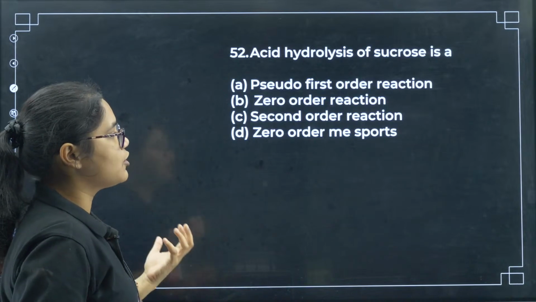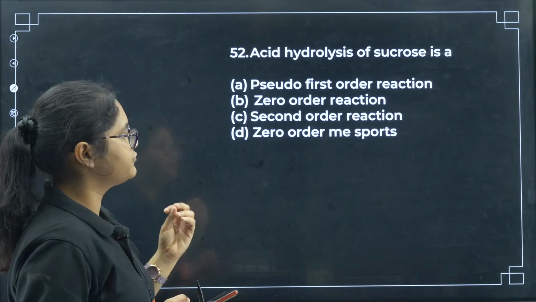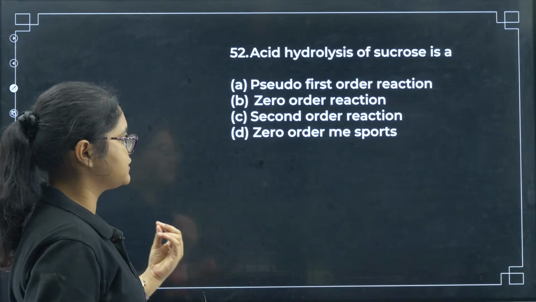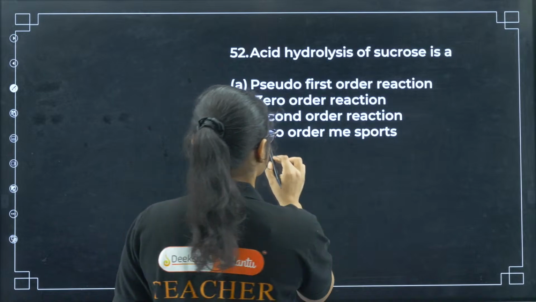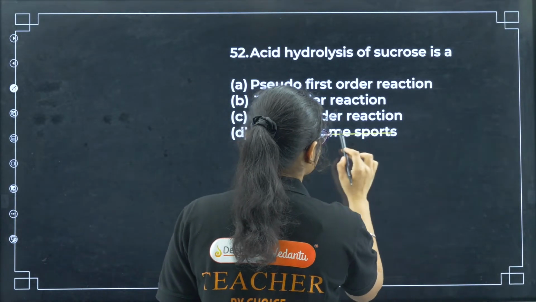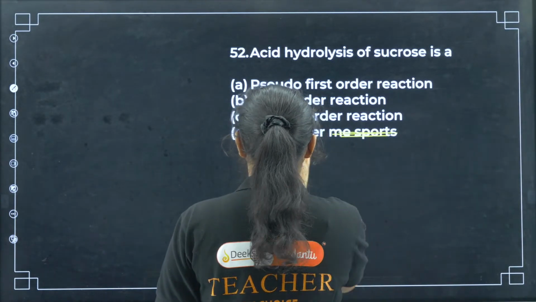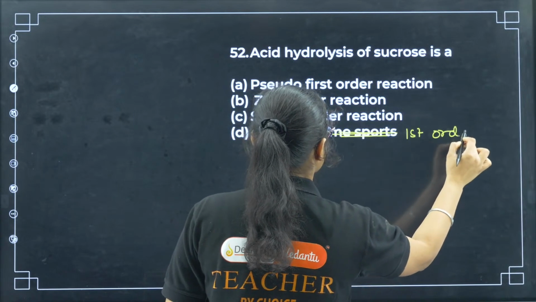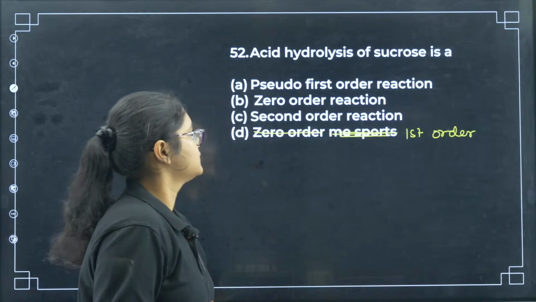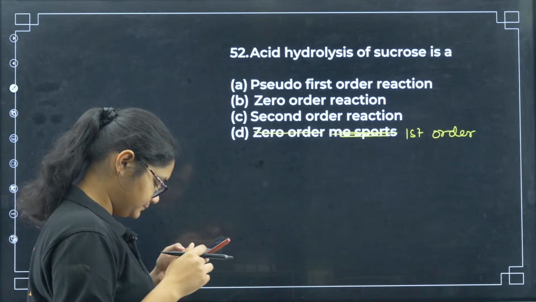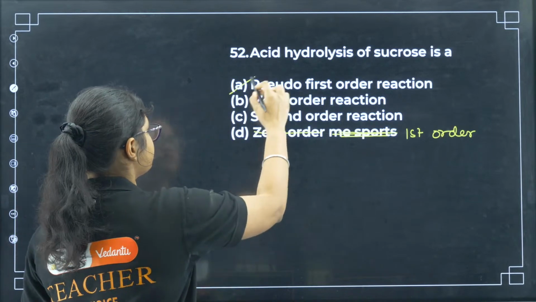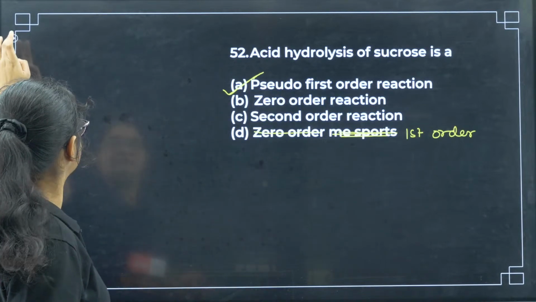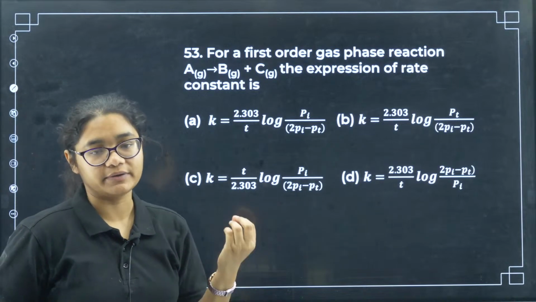Acid hydrolysis of sucrose is a pseudo first order reaction, zero order reaction, second order reaction, or first order. There is some error, so let us make it first order. What is the correct answer here? Yes, pseudo first order reaction. Pseudo first order reactions are those reactions which are actually second order but appear to be first order.